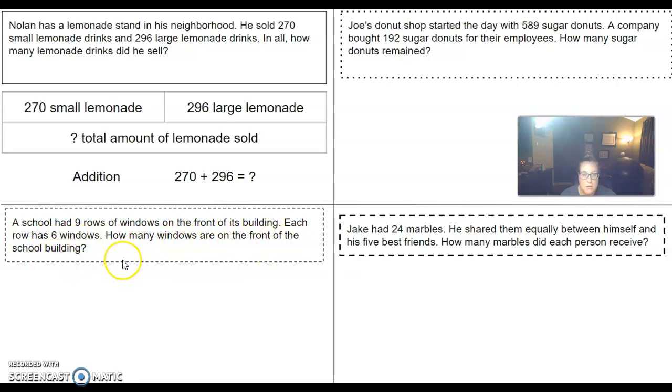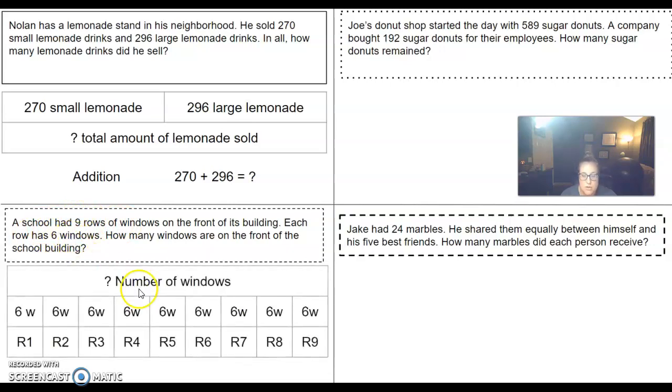So the first thing I'm going to do is make a strip diagram. I know the school has 9 rows of windows and there are 6 windows in each row. So if I made my strip diagram, it would look something like this. I have row number 1, 2, 3, 4, 5, 6, 7, 8, 9. And each one has 6W, which means 6 windows. So 6 windows in all. And that's going to tell me how many windows there are all together. So if I have 9 groups of 6, that means that I'm going to use multiplication. I'm going to multiply. So I have 9 groups of 6 equals question mark, and my question mark tells me the number of windows.